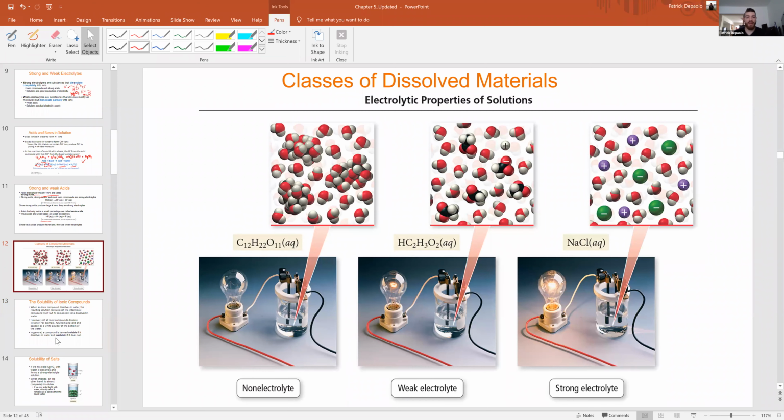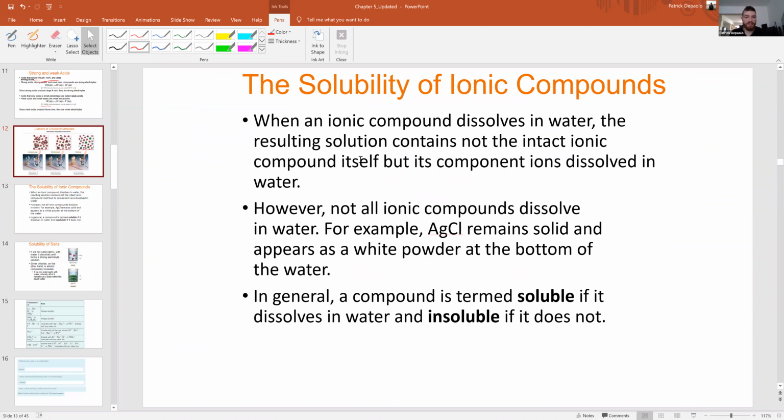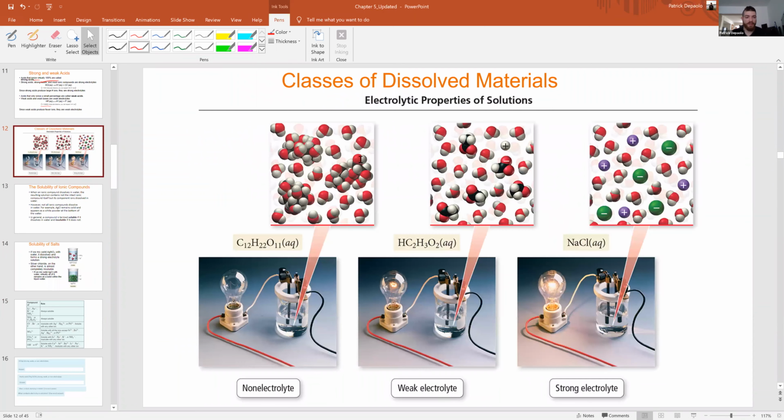Any questions up until that point? Because now we're going to talk about solubility rules and solubility of different ions. So you have your strong, your weak, and your non-electrolyte. And actually, I guess now's a good time to talk about acids and bases.